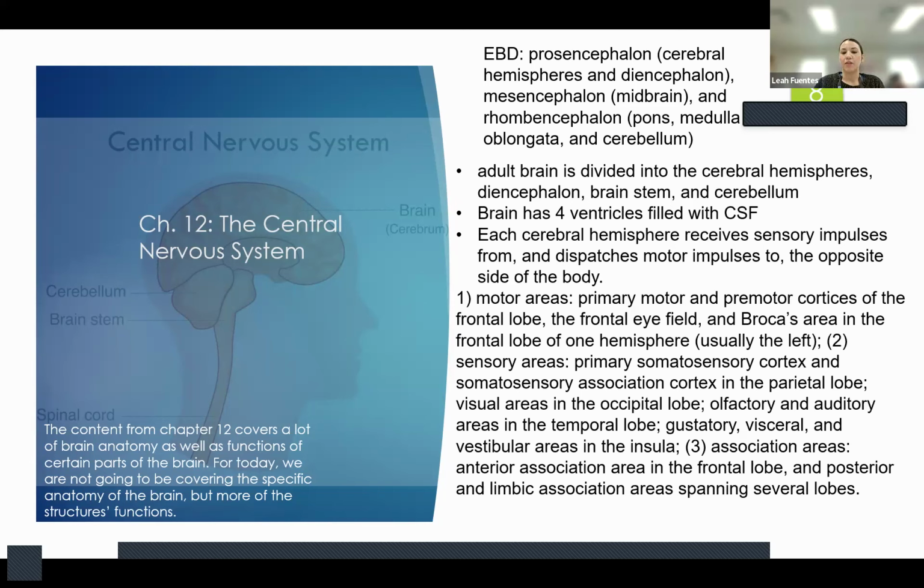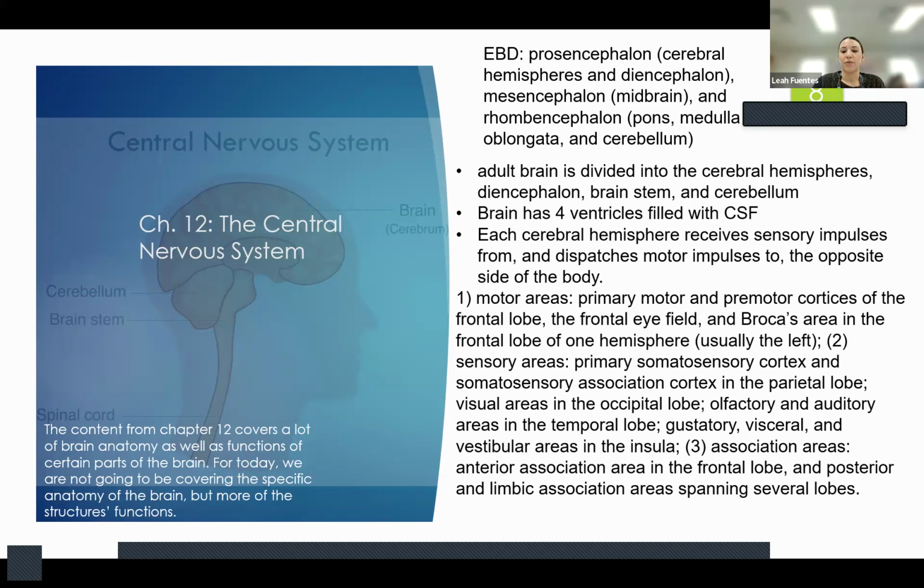Sensory areas, we have the primary somatosensory cortex, and then the somatosensory association cortex in the parietal lobe. Our visual sensory areas are located in our occipital lobe. Our olfactory and auditory areas are in our temporal lobe. And then gustatory, visceral, and vestibular areas are in our insula.